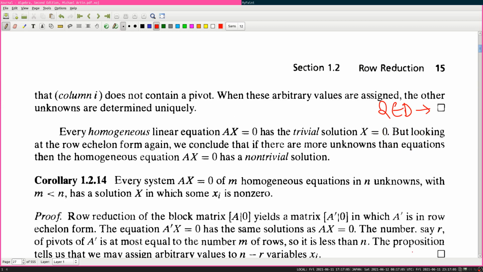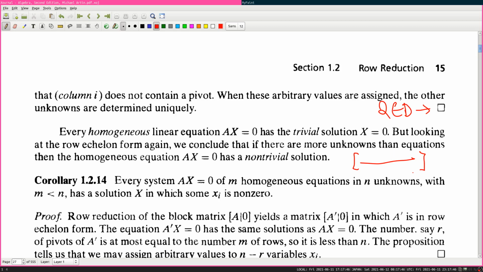Every homogeneous linear equation AX equals 0 has the trivial solution x equals 0, but looking at the row-reduced echelon form again, we conclude that if there are more unknowns than equations, so if it's a wide matrix, then you'll run out of pivots. Then the homogeneous equation AX equals 0 has a non-trivial solution. Because if you have degrees of freedom, you can choose things to cancel out.